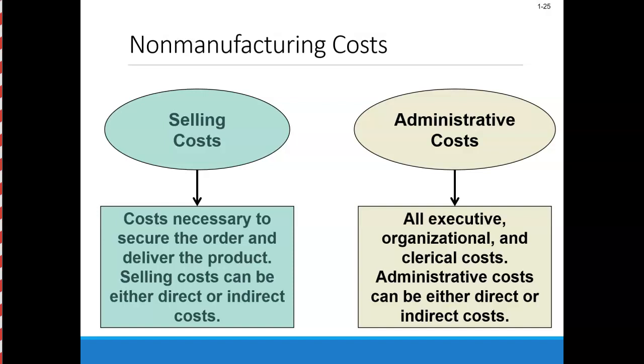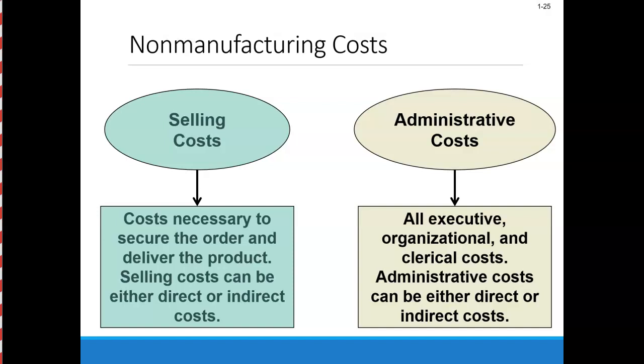Non-manufacturing costs mean they're not even part of the product. Manufacturing costs are part of the product. Non-manufacturing costs are what we call period costs. Period costs flow right to the income statement as an expense of the period. Any costs necessary to secure the order and deliver the product are selling costs. They go on the financial statement in the period in which they are incurred. They're not part of the product and don't carry with the product till it's sold. These are period costs.